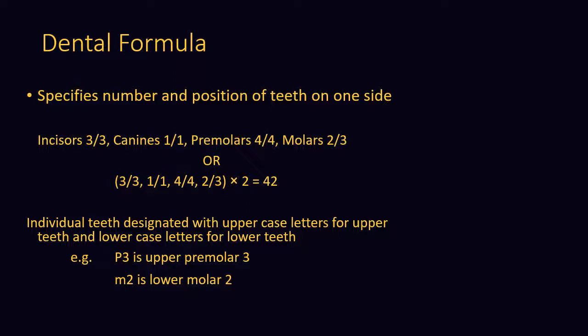That is the standard: from left to right, it's the number of incisors, canines, premolars, and molars. And individual teeth, if you're just talking about a single tooth, are designated with an uppercase letter for upper teeth and a lowercase letter for lower teeth. So if you're reading something and they're talking about a diagnostic feature of an animal being a hypertrophied, very large capital P3, they mean the third upper premolar. If it's a lowercase m2, they mean the second lower molar.